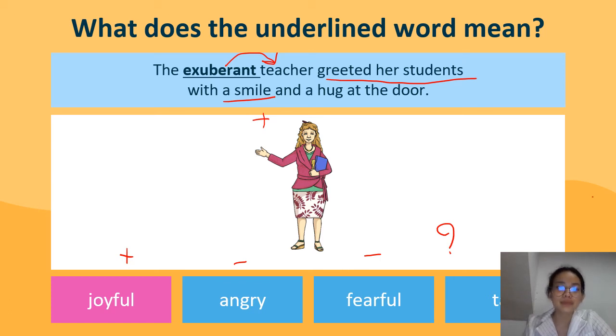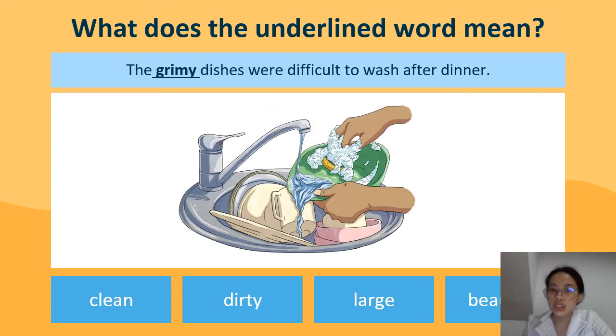And next, the grimy dishes were difficult to watch after dinner. Let's pause. Okay, the grimy dishes. Remember, what do you have to do? Find the positive and negative. The grimy dishes were difficult. Oh, difficult? Do you like difficult exams? If you say no, it's negative. So let's find something negative right down below.